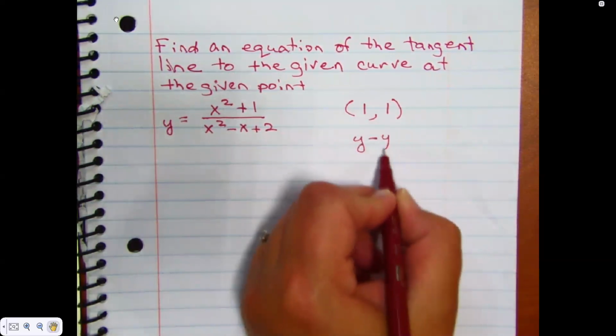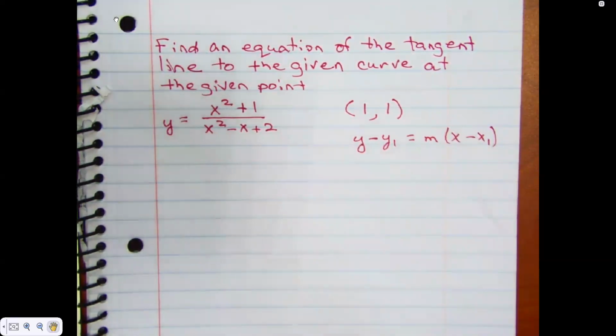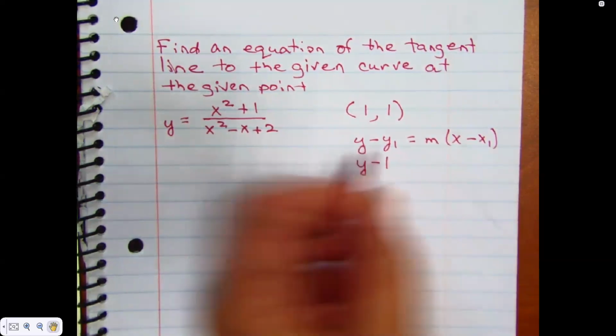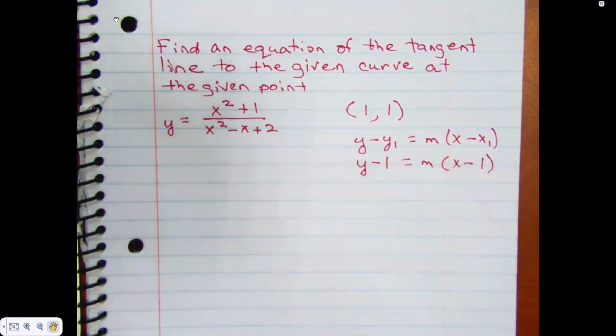y minus y1 equals m times (x minus x1). I can't even mess it up because they're both 1s. So y minus, make sure you take the y value, m times x minus the x value. What do we need? We need slope. What gives us slope? The derivative.